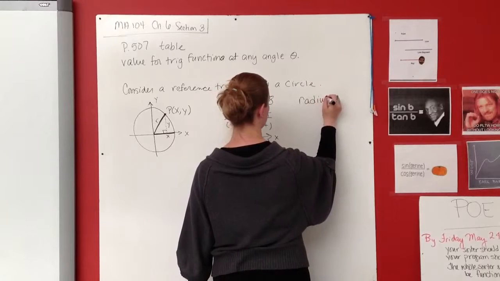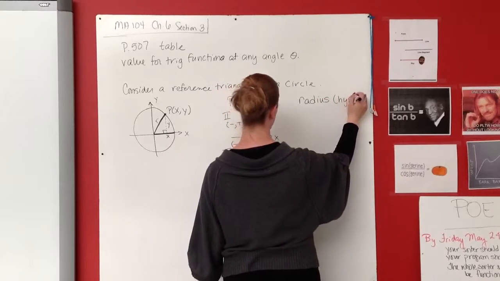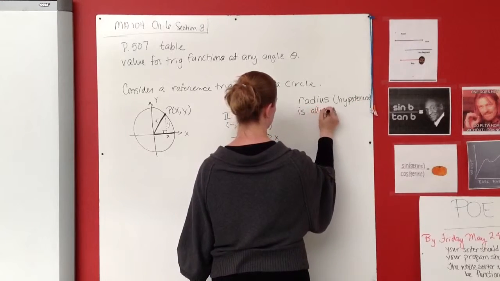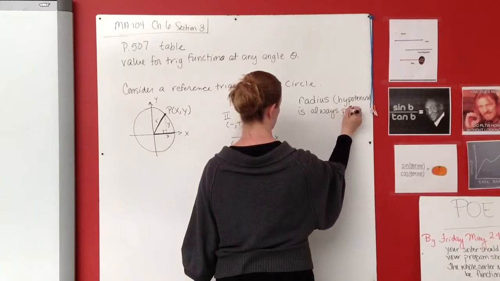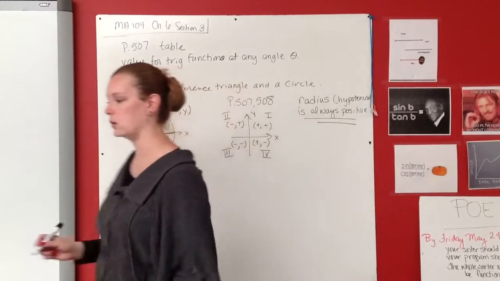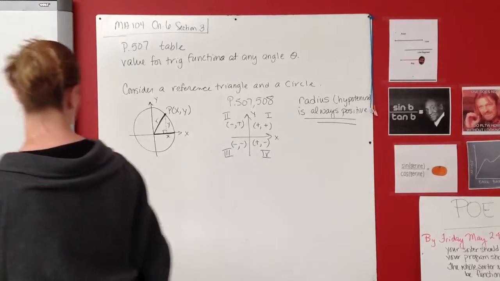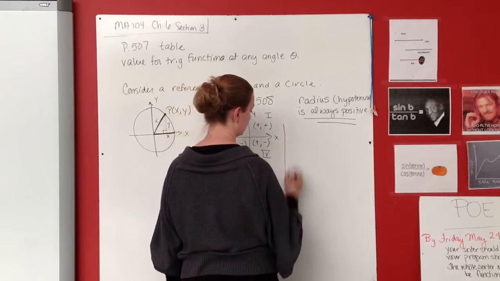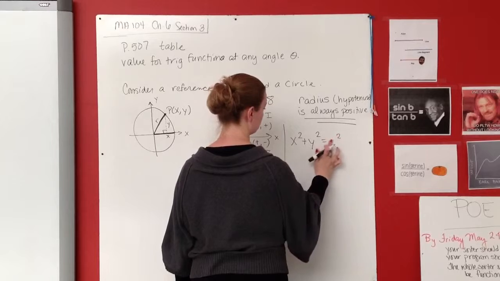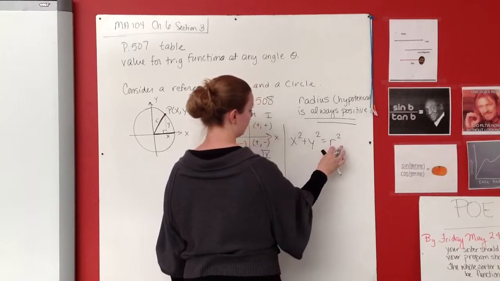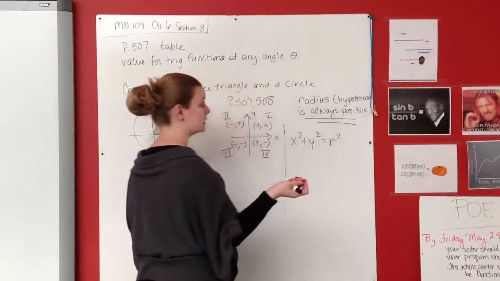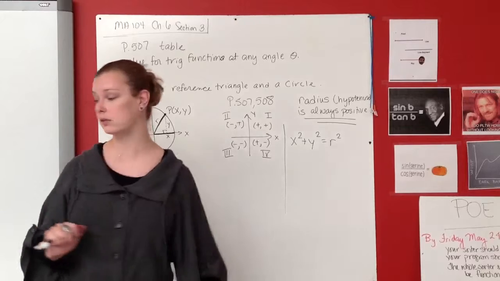It's also important to note that the radius of the circle, also called the hypotenuse of the triangle, is always positive. Your hypotenuse is always positive, your radius is always positive. That's because if you recall the Pythagorean theorem, x squared plus y squared is going to equal c squared, or actually it's called r squared for radius. So when we find the radius, we have to take the square root of this, and you can't take the square root of a negative number, so radius is always positive.